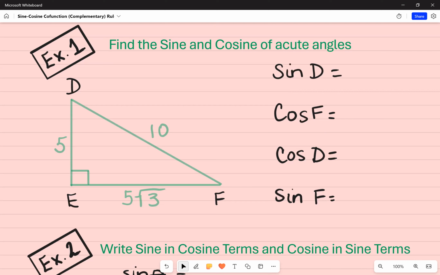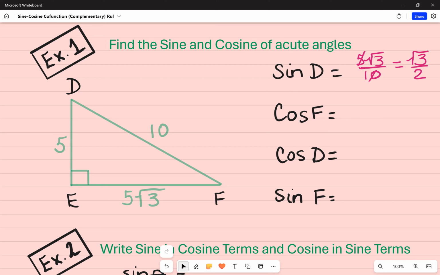So for sine of D, sine means opposite over hypotenuse. D is over here, and that's going to be my opposite side, so that goes on top. Then the hypotenuse is always directly across from your right angle symbol, and that's going to go on the bottom. Now, the 5 and the 10 can actually be simplified, so I do not want to leave it in this form. I can divide both by 5, which leaves me with √3/2. So that's the final answer.